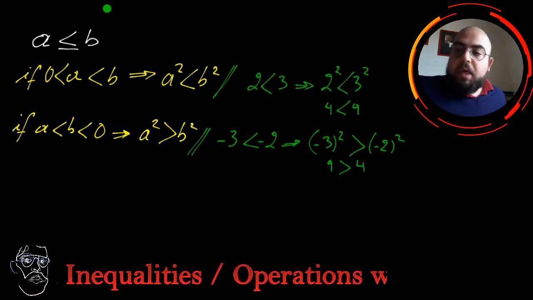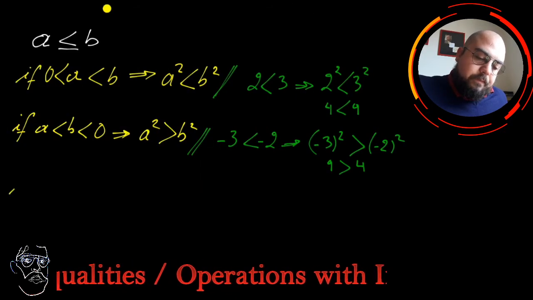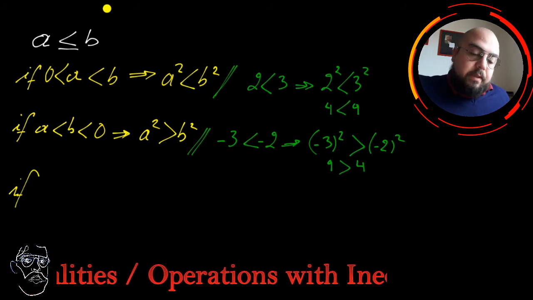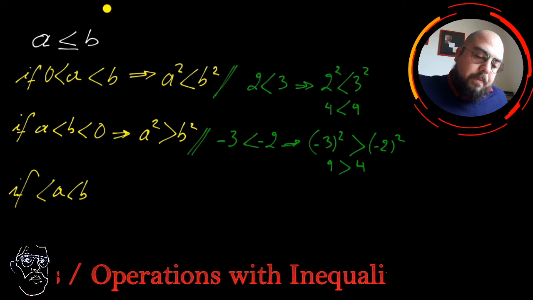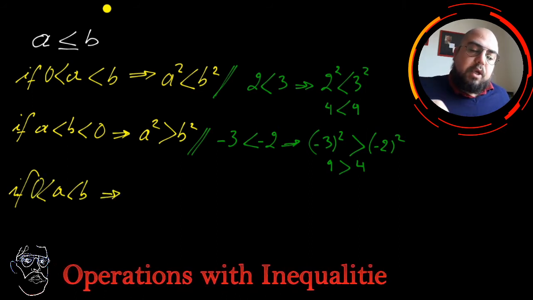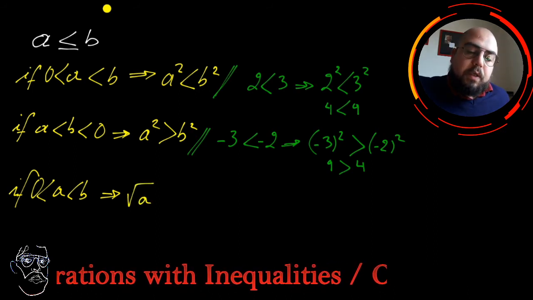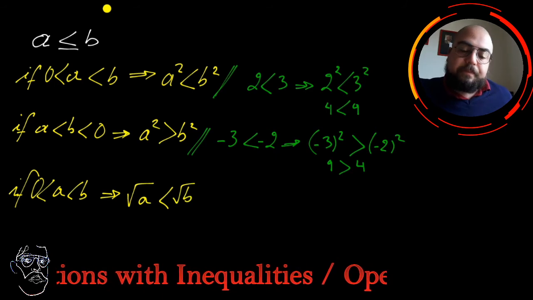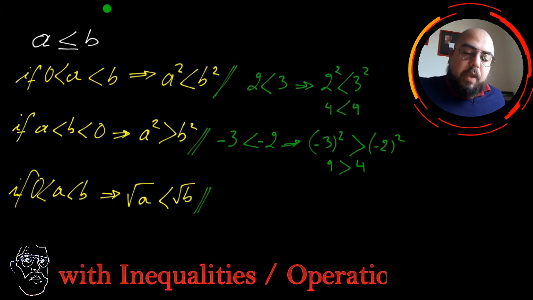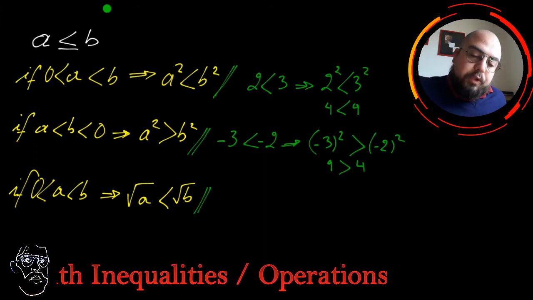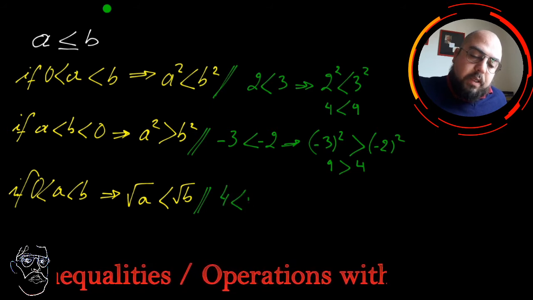Alright, now the last part is if we have again A smaller than B, but both of them are positive. In this case, you can say that the square root of A will be smaller than the square root of B. So I'm going to take an example. Let's say we have A, which is 4. So 4 is smaller than 9.